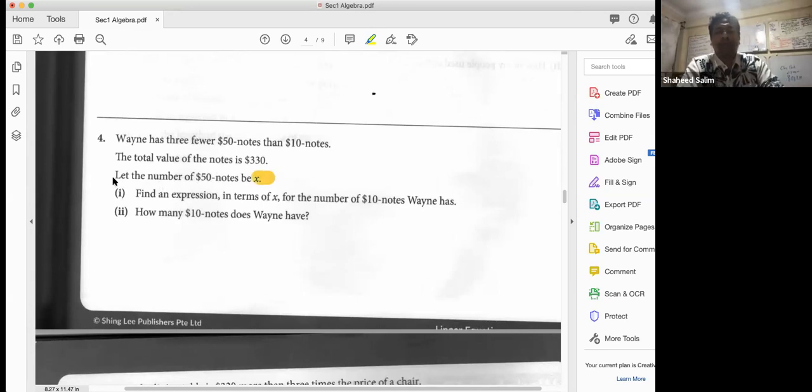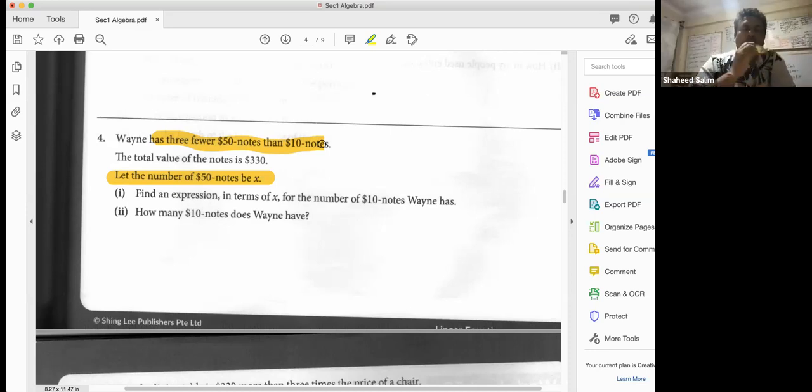They even tell you what X should be. So you don't need to let X be something. They already tell you what X is. You got to read this, huh? If you need help, I'll write some notes for you here.